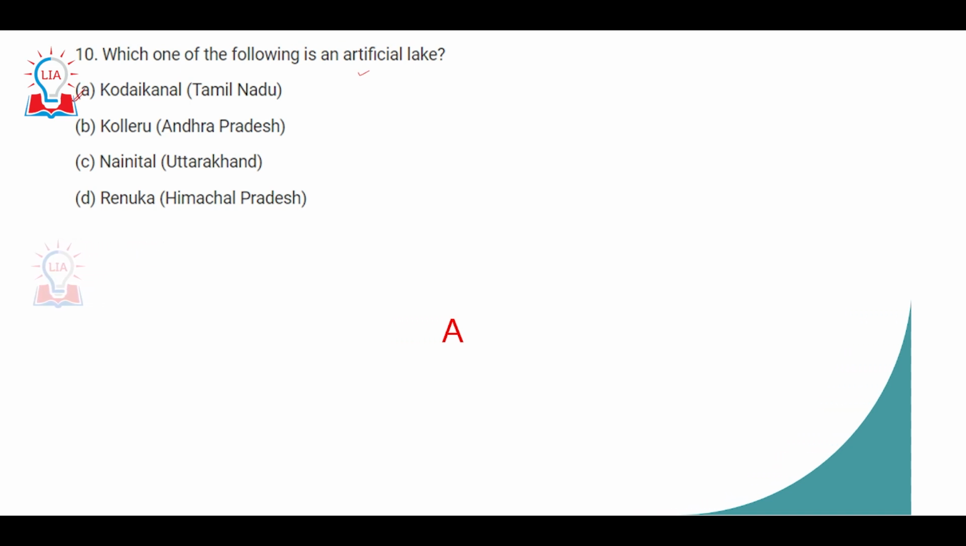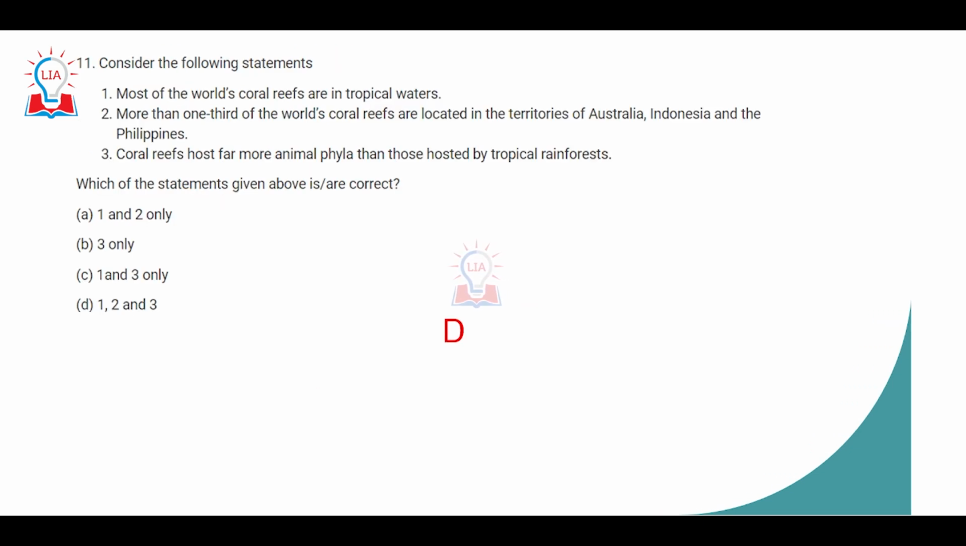Of the remaining, Kolleru Lake in Andhra Pradesh used to be a lagoon, but gradually, due to the progression of the Godavari and Krishna delta toward the eastward side, Kolleru has now been converted into a type of lake. Nainital similarly is a lake that developed in the Himalayas due to the trapping of river water when it was trying to move through the Himachal ranges. So Nainital is also a natural lake. Renuka again is a natural lake. So Kodaikanal is the correct answer, option A.